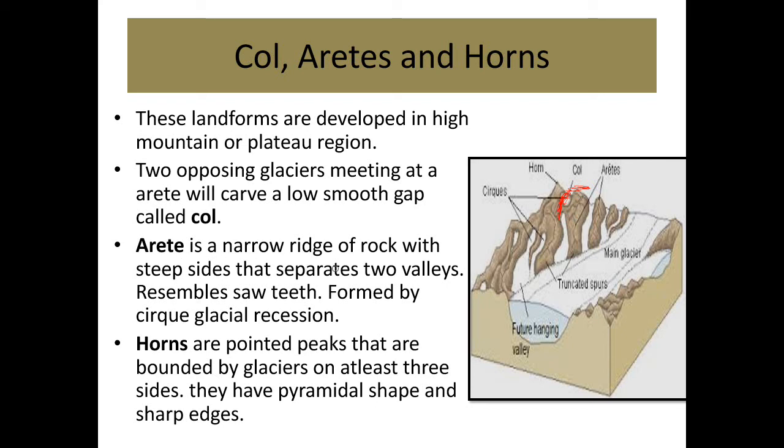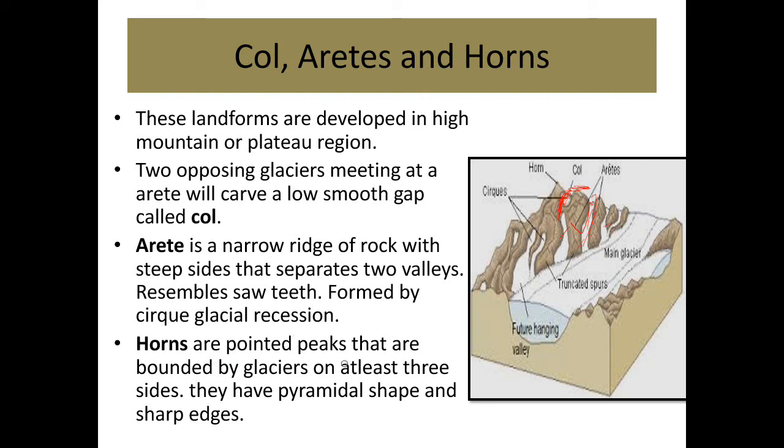An arete is a narrow ridge of rock with steep sides that separates two valleys. So here we can see one valley is there, and here another valley. These valleys are separated by an arete. It is like a little ridge of rocks that separates two valleys, and is formed by cirque glacial recession.